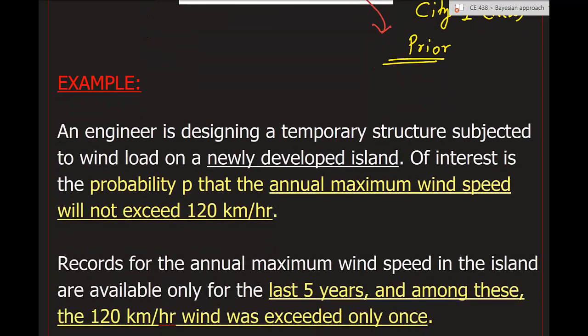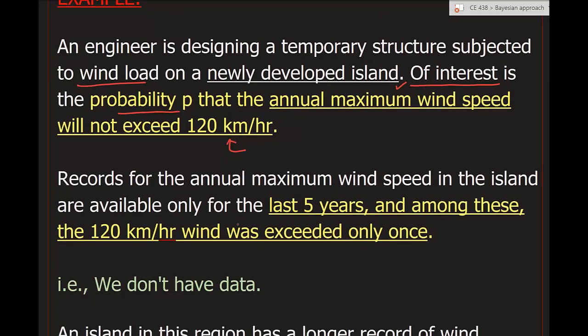This example says an engineer is designing a temporary structure subjected to wind load on a newly developed island of interest. Since this is a newly developed island, of course we will not have much wind speed data. Of interest is the probability P that annual maximum wind speed will not be exceeded by 120 km per hour. In this case 120 km per hour is my design wind speed. So P is the probability that annual maximum wind speed will not exceed the design wind speed.